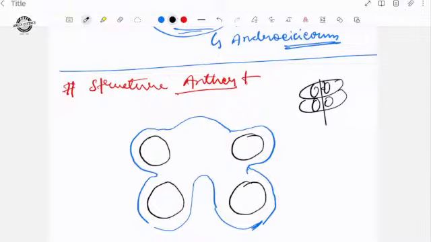Understood? An immature stage of the anther is represented by a group of parenchymatous tissue surrounded by a single-layered epidermis. When the anther is not matured, only a single layer is present, which is termed parenchymatous tissue. Parenchymatous means only living tissue is present, covered by an epidermis.